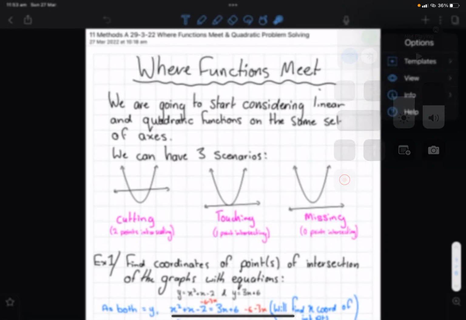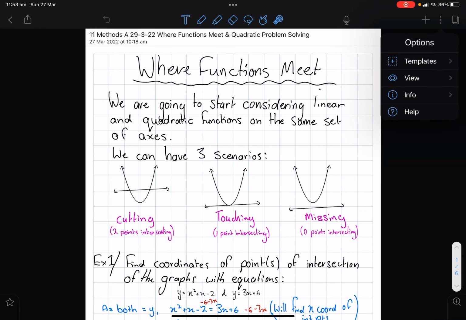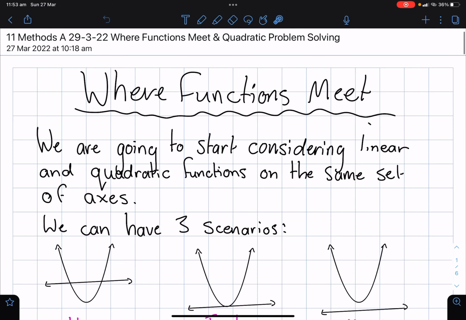But today we're going to have a look at where functions meet, and more specifically, where linear functions and quadratic functions meet. So we're going to consider looking at them on the same set of axes. When we do this, we can actually have three different scenarios.